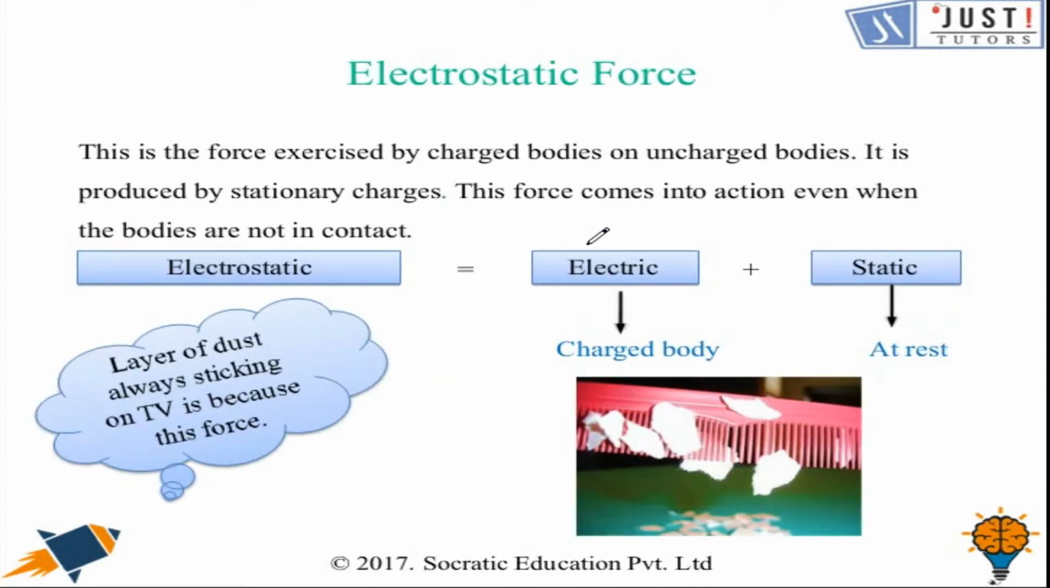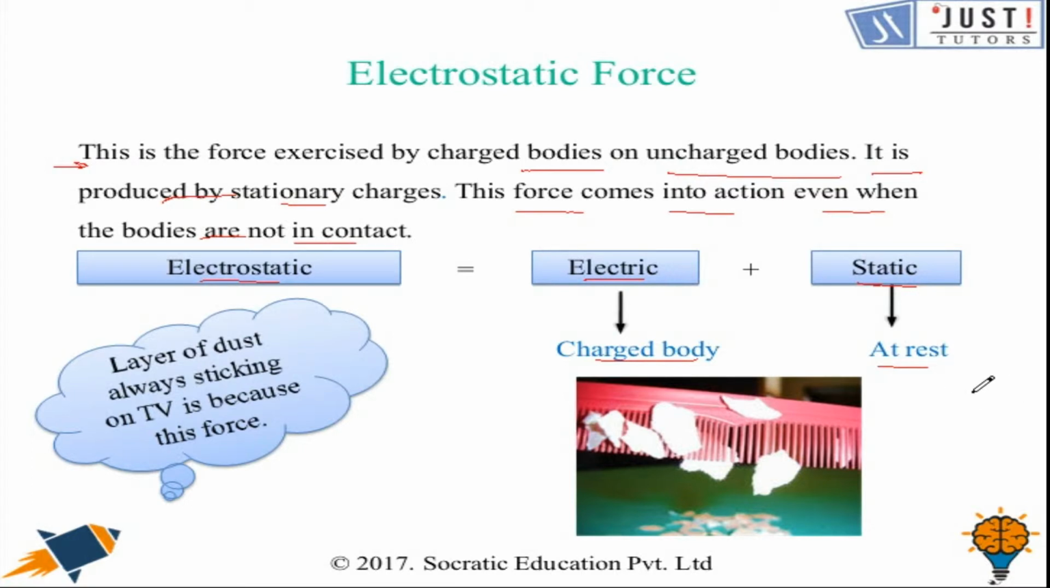Now the second is electrostatic force. This is the force exercised by charged bodies on uncharged bodies. It is produced by stationary charges. This force comes into action even when the bodies are not in contact. The word electrostatic can be broken into two words. One is electric and the second is static. So electric means charged body and static means at rest.